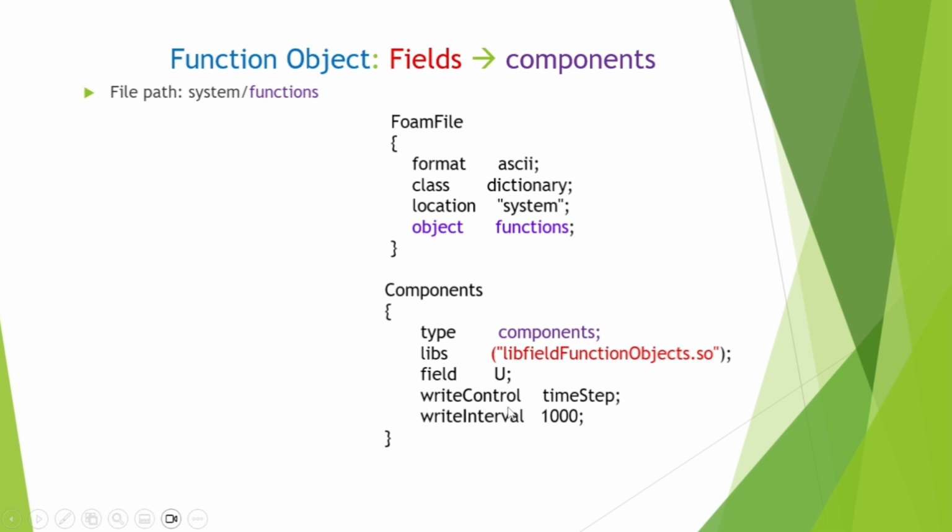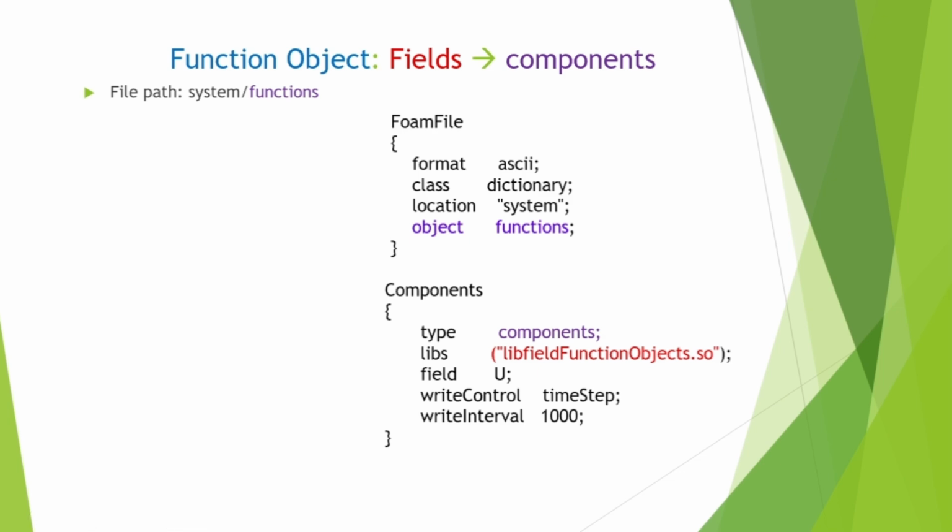writeControl, here we give timeStep. So this will take the time step given in the controlDict file. So after every time step, the data of all these components will be calculated. writeInterval, here I have given 1000. So this value should be same as that is given in the controlDict file.